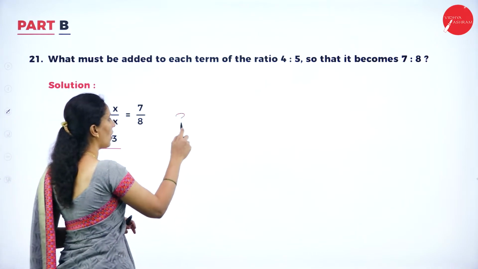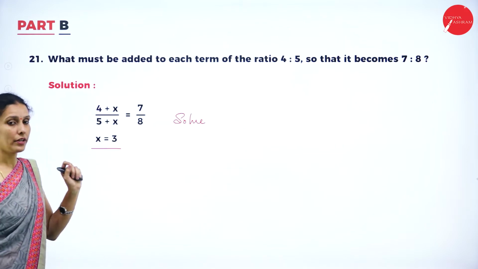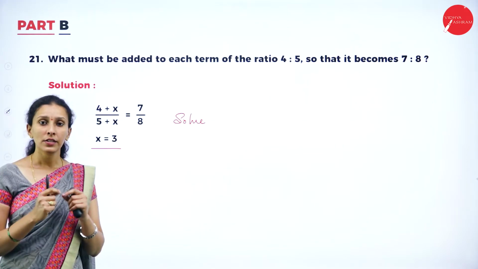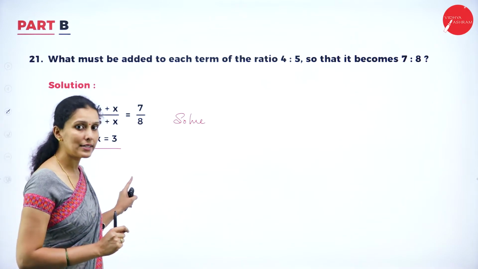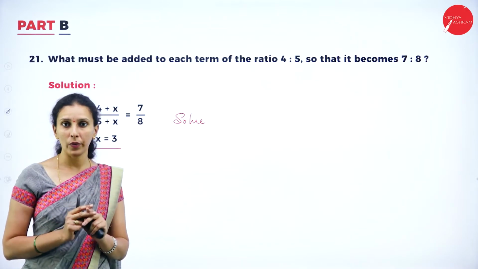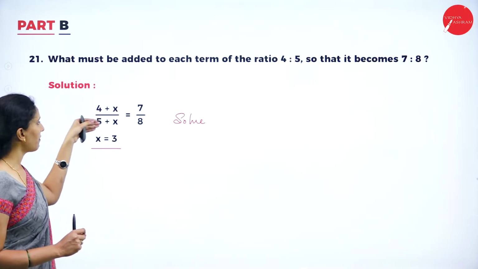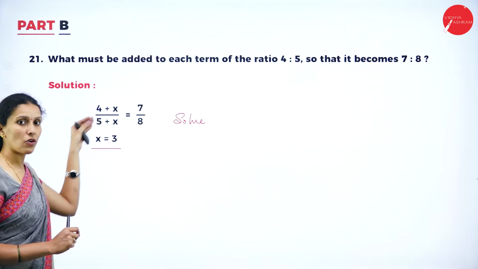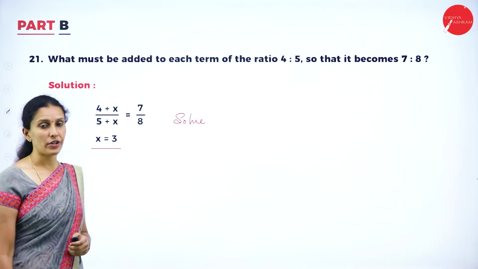So, you need to solve it and write the steps needed for this requirement. The marks will be awarded for the required steps and for the correct answer in a 2-mark question. Therefore, we can take 4 plus x by 5 plus x is equal to 7 by 8. On solving this equation, we will get the value x is equal to 3.